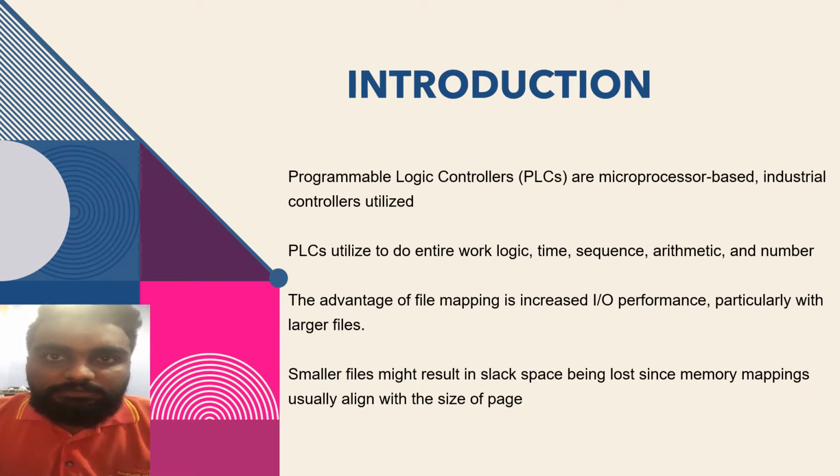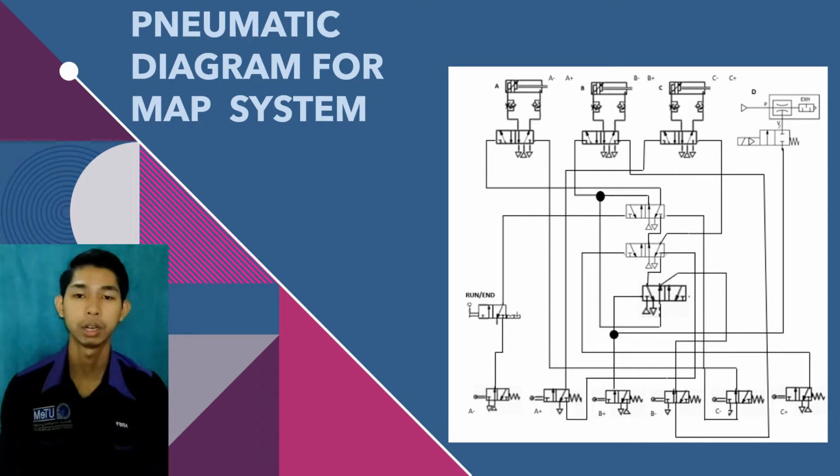The advantages of file mapping are increased I/O performance, particularly with large files. Smaller files might result in slack space being lost, since memory mappings usually align with the size of a page. We knew about GRAFCET for the system.